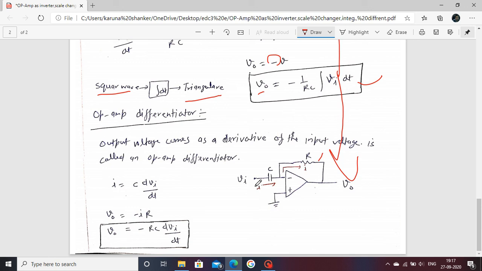The negative terminal is connected to Vi, the positive terminal is ground, the feedback is the resistance and the input is the capacitor. Current I flows through the capacitor and also through R, so the output voltage comes across the resistance, meaning I multiplied by R gives the output voltage. Here I is equal to C dV by dt, and Vout is equal to minus I R. The minus comes only because the AC signal is applied to the negative terminal, a 180 degree phase shift. Putting the value of I in this equation, it comes in this form.